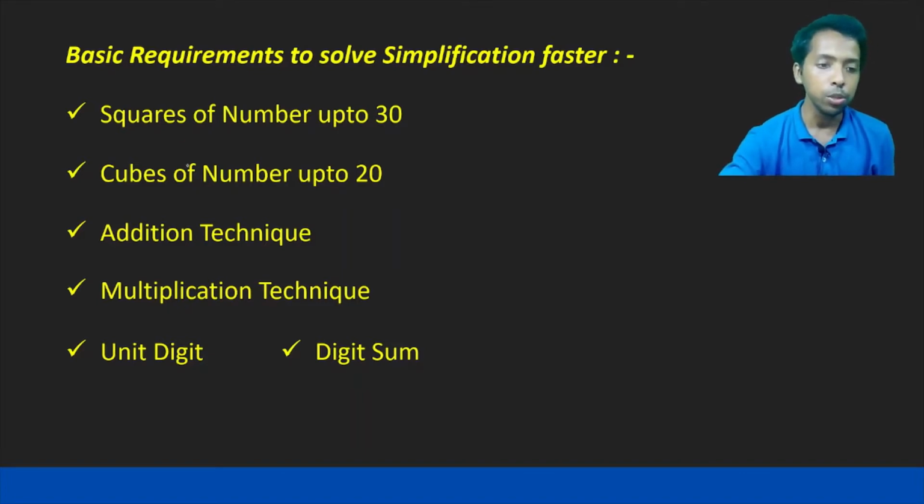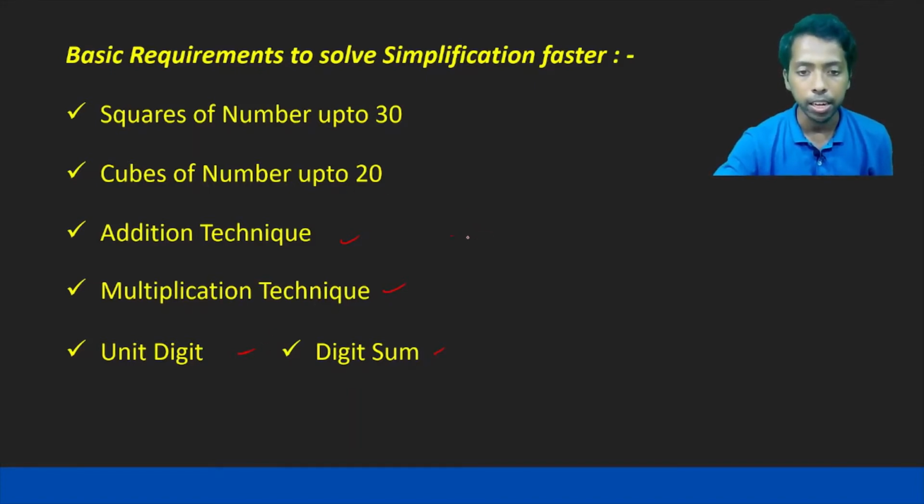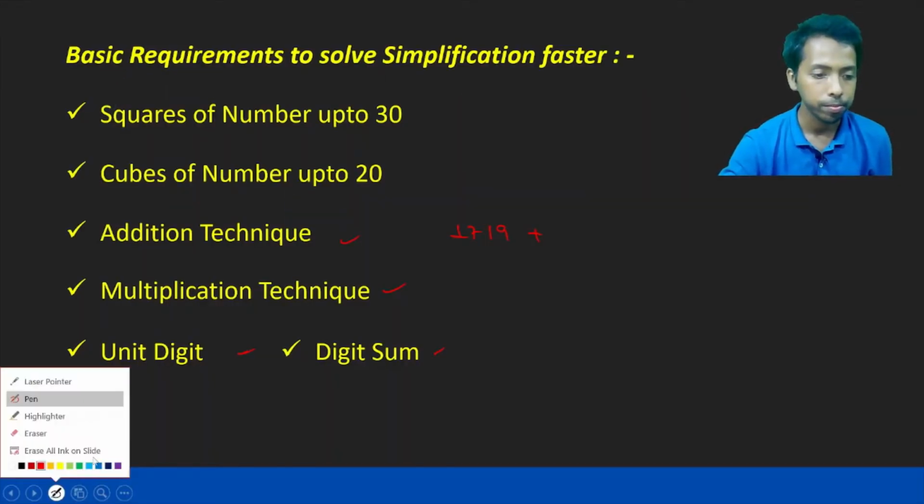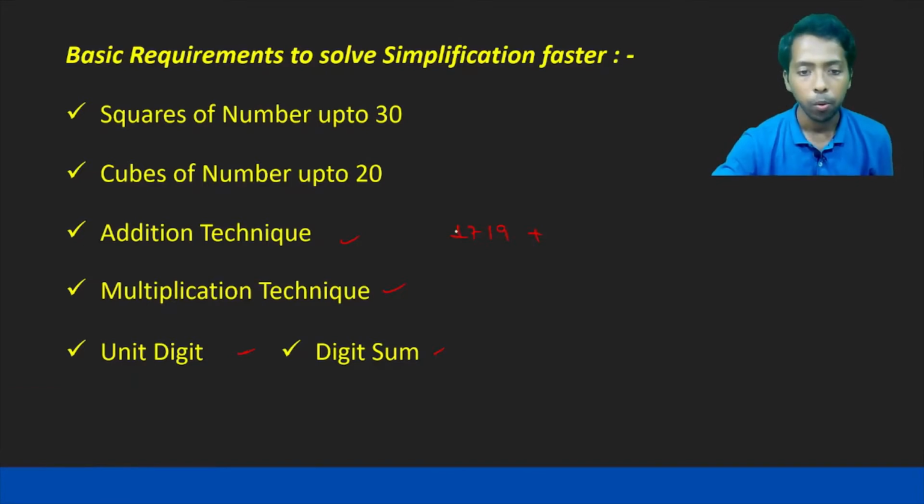Now, moving to the next one: addition technique, multiplication technique, digit sum, unit digit, right? Now, addition technique. Suppose there are numbers, I am just mentioning here 1719, 2017, 993. Three numbers I have taken just to make you understand the process here.